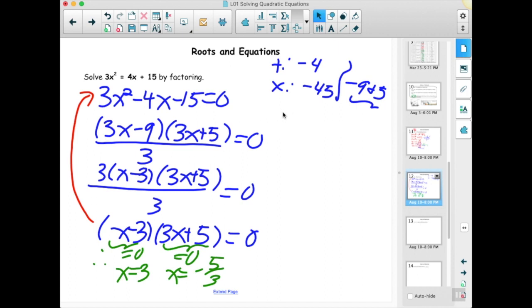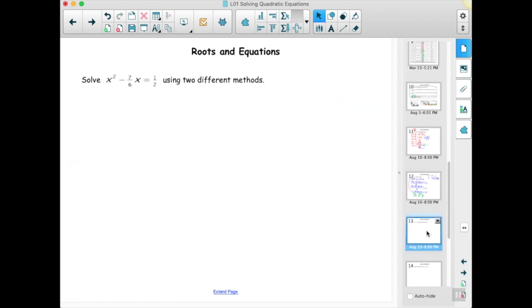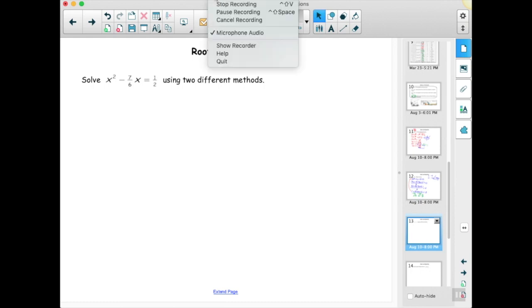All right, that one's done. On to the next slide. Solve that using 2 different methods. So again, I'm going to pause. I'm going to give you some time to think about it. And then I'll show you a method I'm going to use.